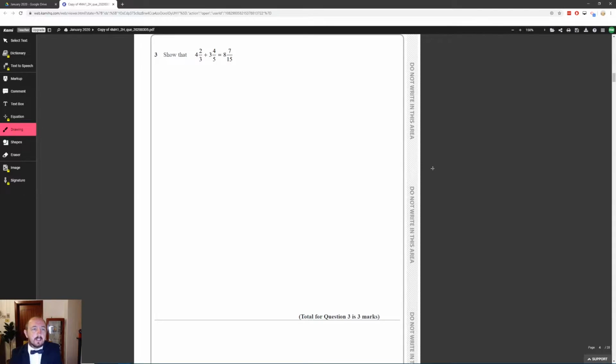For question 3, we have a show that question, so we're going to convert everything into top-heavy fractions. So 3 times 4 plus 2 is 14 over 3, plus 5 times 3 plus 4 is 19 over 5. Then we can cross multiply these to get 14 times 5 plus 19 times 3, all over 3 times 5. So when we do that, we get 14 times 5, which is 70, plus 57 over 15. That gives us 127 over 15, and 15s into 127 go 8, remainder 7, like that.